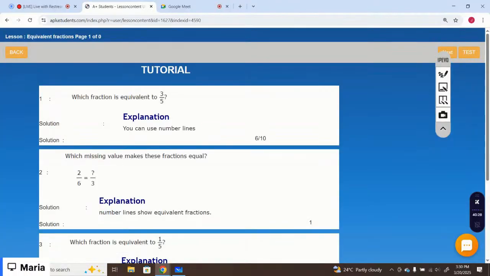Which fraction is equivalent to 3 by 5? So equivalent fractions are the ones where we can get another fraction by multiplying or dividing the given fraction. Multiplying and dividing means you have to multiply the numerator and denominator by the same number.